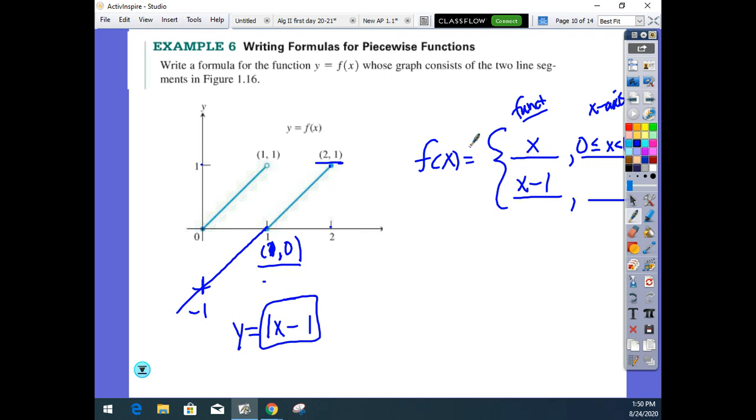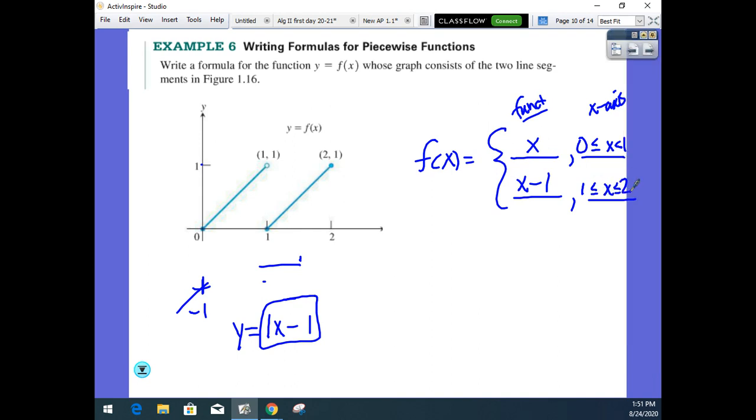What part of the graph is being used between 1 and 2? All right. Notice 1 is included, and so is 2. So I'm going to go in between 1 and 2, including both.